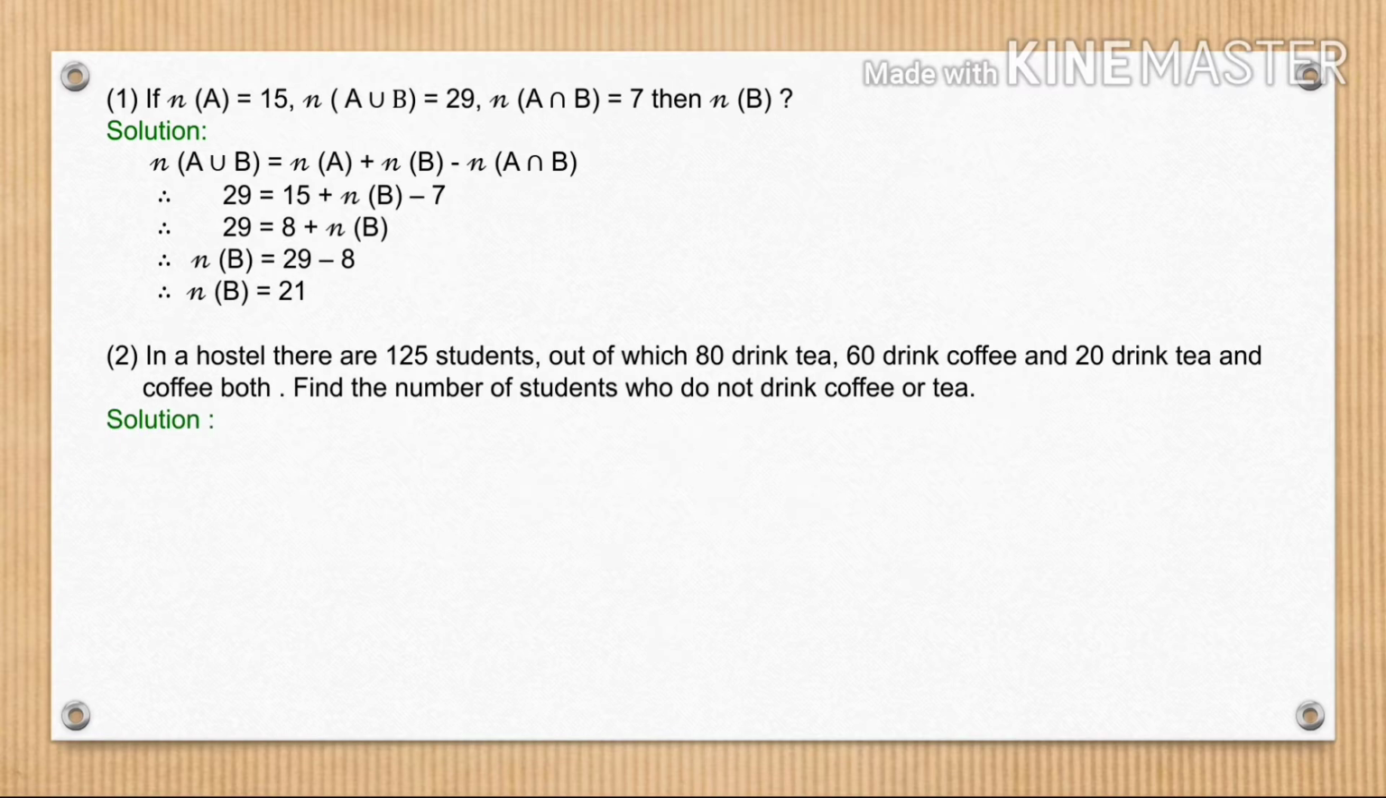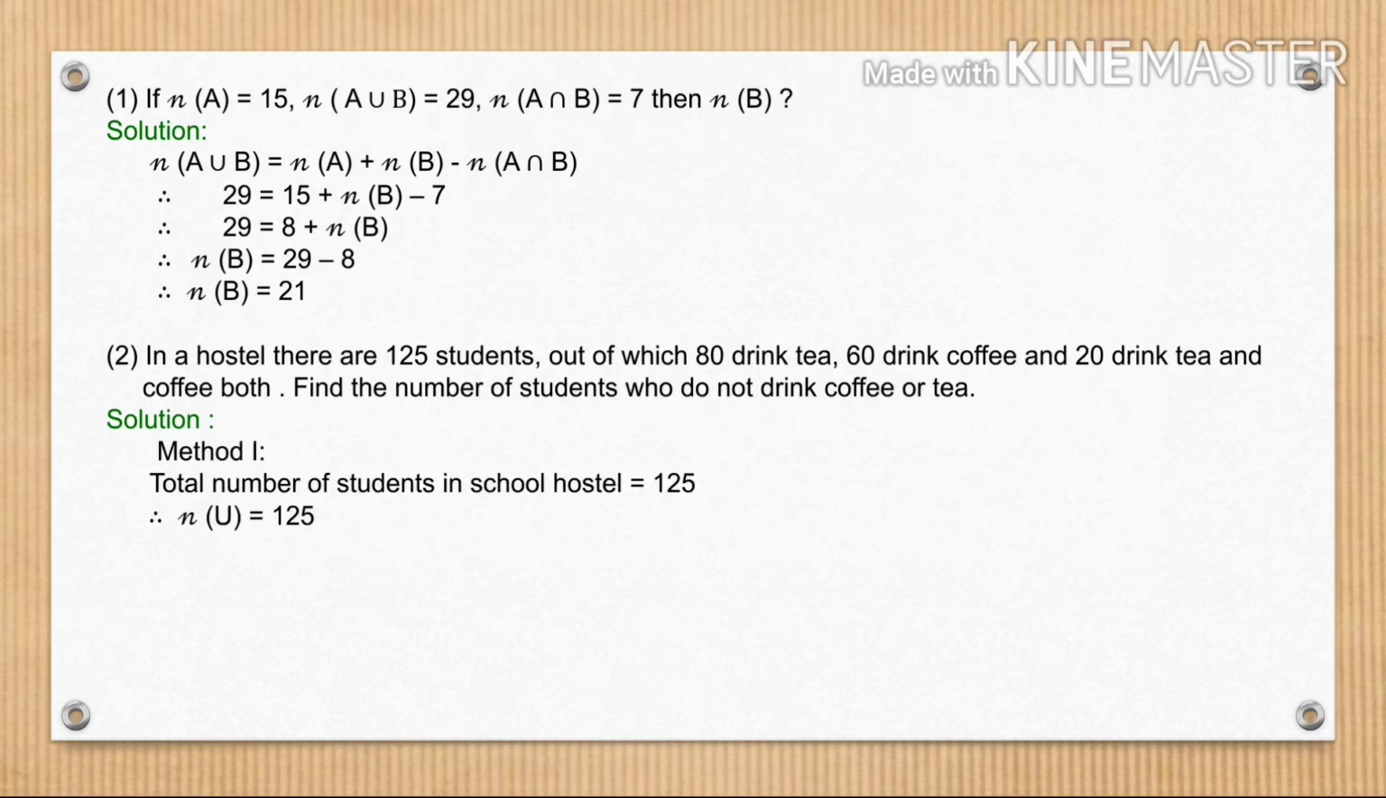Solution. We can solve this example by using two methods. First one is by using the formula and then by using a Venn diagram. So first, write down whatever is given in the sum in the form of sets. First, the total number of students in the school hostel is 125. Therefore, the number of elements in U is equal to 125. Then let T be the set of students who drink tea. So the number of elements in T is equal to 80.